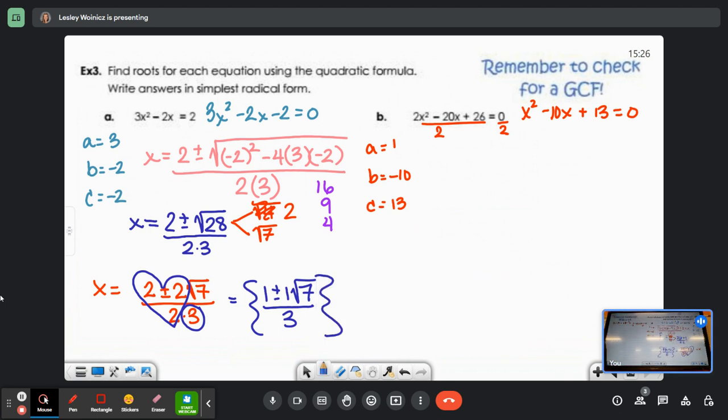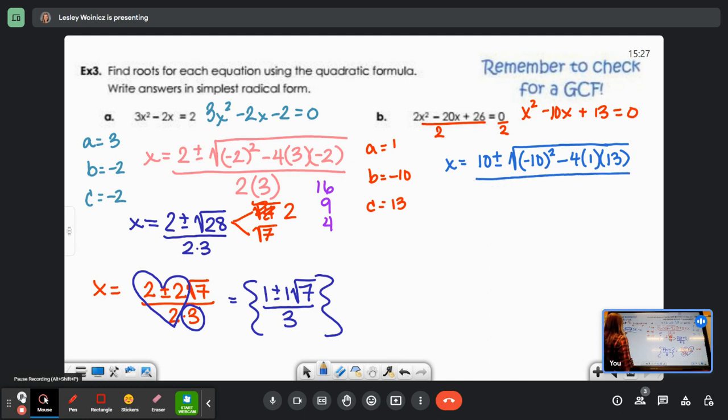I want everybody to plug them in. So you should have x equals positive 10 plus or minus the square root of negative 10 squared, in parentheses, minus 4 times 1 times 13, the whole thing over 2 times 1. How did you do? Perfect. Good. Now we can simplify under our radical. Make sure you put those parentheses in the calculator.